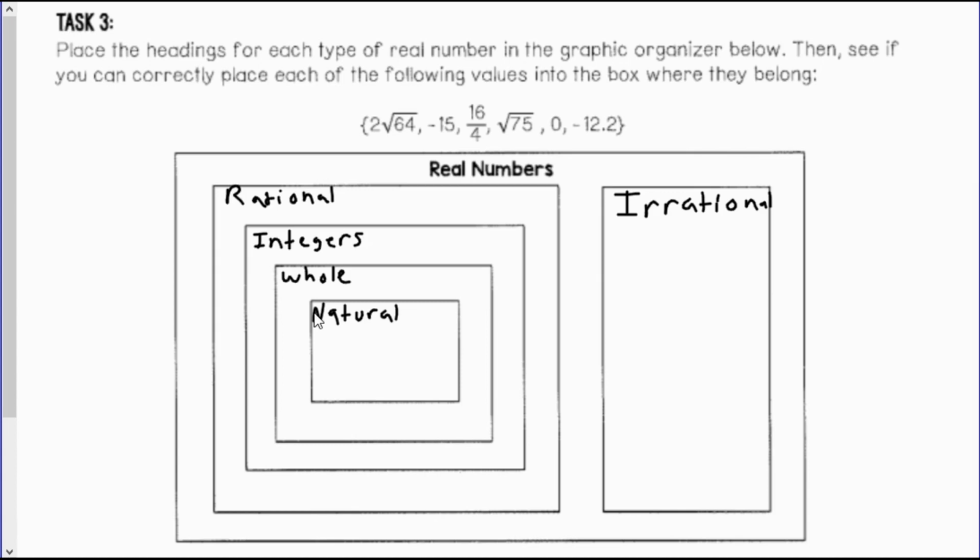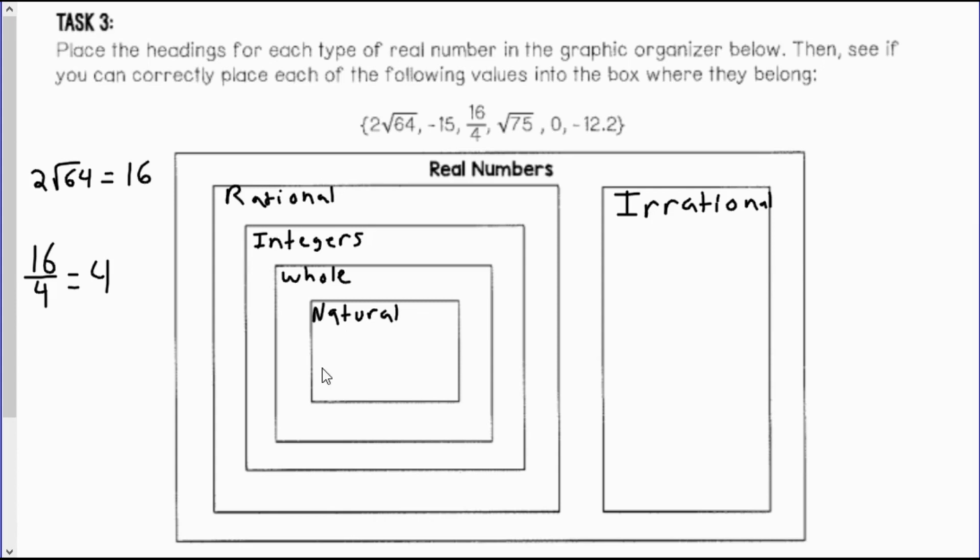So looking at these numbers that I have, 2 root 64, negative 15, 16 divided by 4, root 75, 0, and negative 12.2, I can classify them as these different sets. In order to do so, I need to know exactly what some of these numbers are. So 2 square root 64 would be 16 because the square root of 64 is 8. 8 times 2 is 16. Negative 15 is obviously negative 15. 16 divided by 4 is 4. The square root of 75 is okay. 0 is okay. And negative 12.2 is okay.